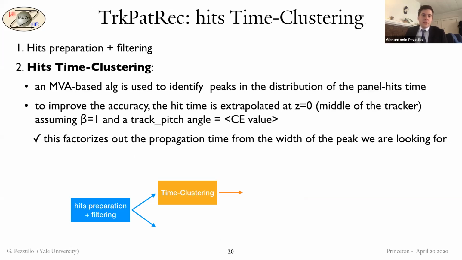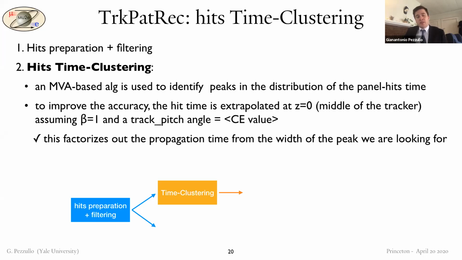So let's now discuss TrackPathRec. In the first stage of the pattern recognition, we need to select the cluster of hits to be actually processed for searching for a given helix. What we use is an MBA-based algorithm, which identifies peaks in the distribution of the panel hit time. In order to improve the accuracy of this process, we convert the hit time into an extrapolated hit time at a given plane, for convenience z equals 0, which is the middle of the tracker. In doing this extrapolation, we are assuming beta equal to 1, which is a good assumption for the conversion electron, because above 20 MeV, an electron is already super relativistic. So at 100 MeV, beta equal to 1 is a good assumption.